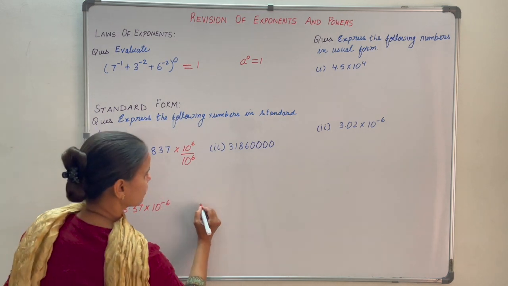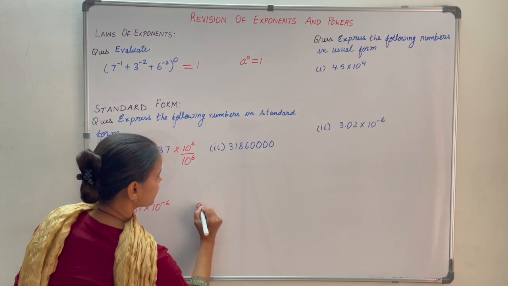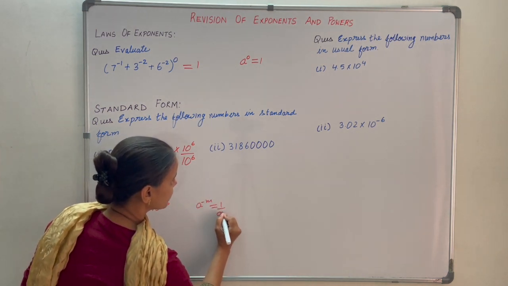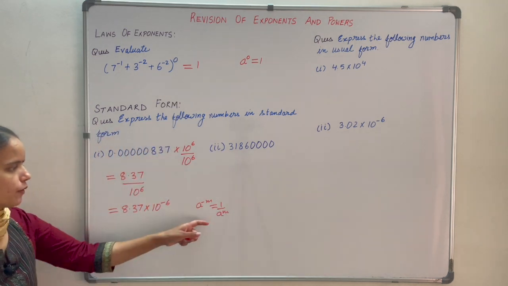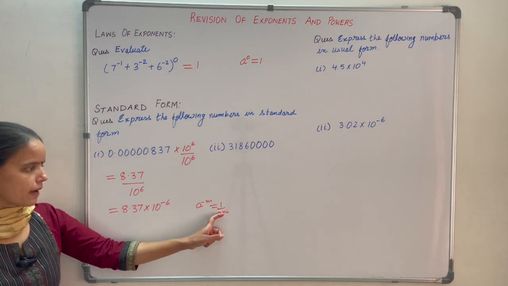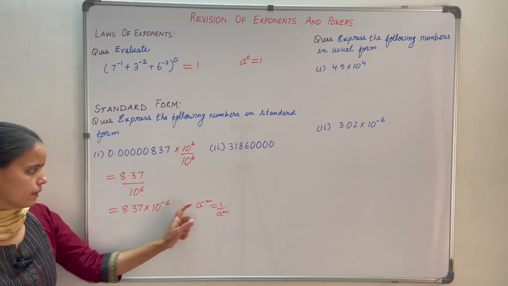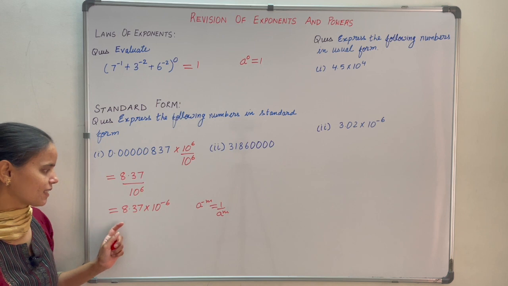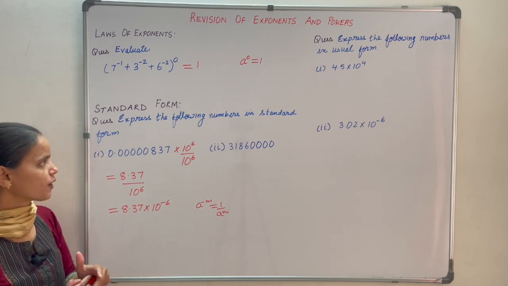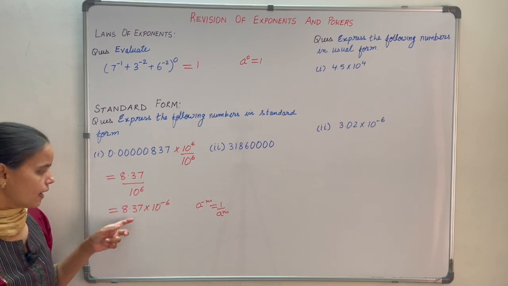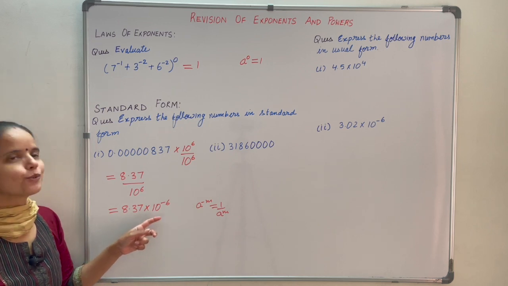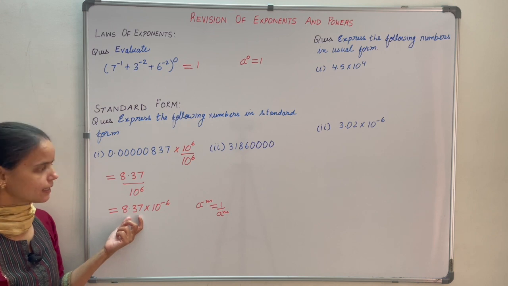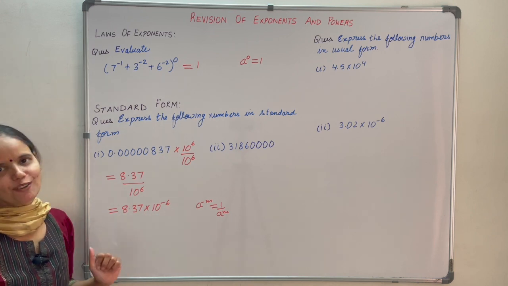I have used this law: a raised to power minus m is equal to 1 upon a raised to the power m. So when you take this in the numerator, this m becomes negative, minus m. Here it is plus 6; when it goes in the numerator, it becomes minus 6. So this is the standard form. You have expressed this number as 8.37 into 10 raised to the power minus 6, a number between 1 and 10 multiplied by a power of 10.